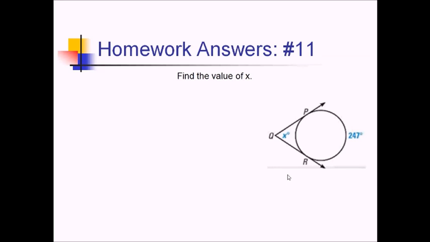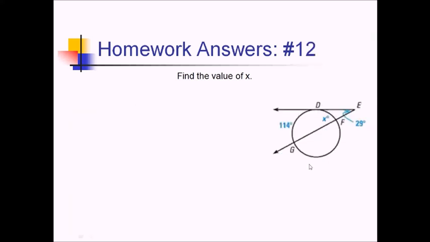For number 11, we're trying to find the measure of angle x. Since we have an external angle here, that means that this x is going to be 1/2 of this arc minus this other intersected arc. But what is this inner arc going to be? Well, you've already used up 247 degrees out here, so this is going to be 360 minus 247, which is 113 degrees in here. So then x is going to be 1/2 of 247 minus 113. 247 minus 113, that's 134. So half of 134 then, that's going to be 67.